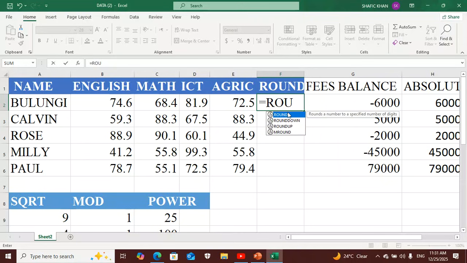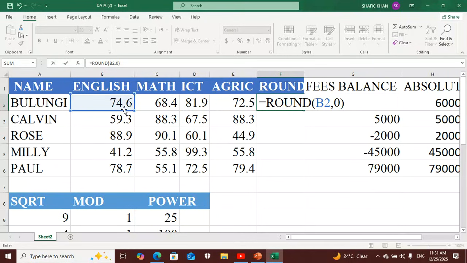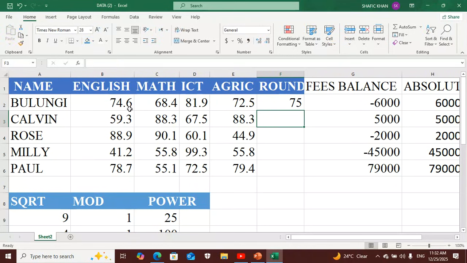Equals round. Now we can choose, for example, this will belong in English. We may have to say this is B2, 0. We close our brackets, and when I press enter, this decimal point will be removed. That is the round function. It removes the decimal point in a given number. It has been rounded off because there is a 6, which is beyond 5 after the decimal point. For Calvin it is 59.3, and we have it this side as 59. This is 89.9 and we have 89 this side. That has been the absolute round.